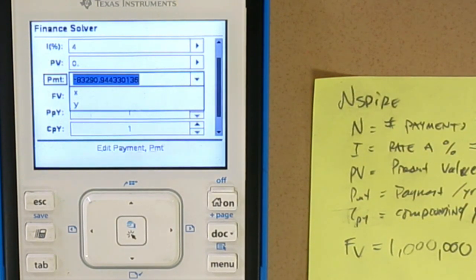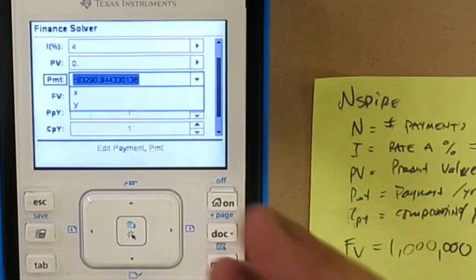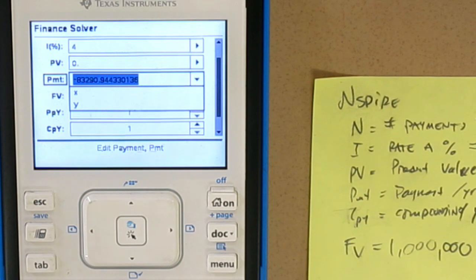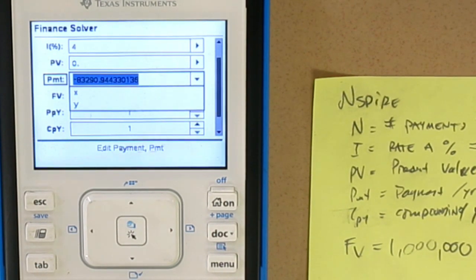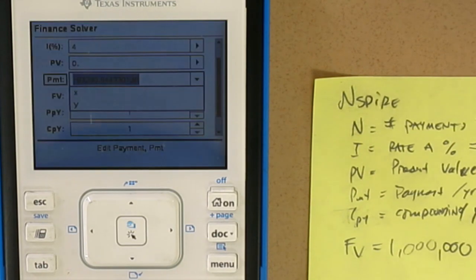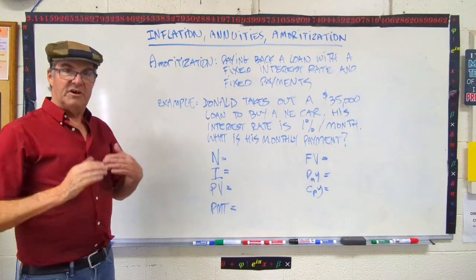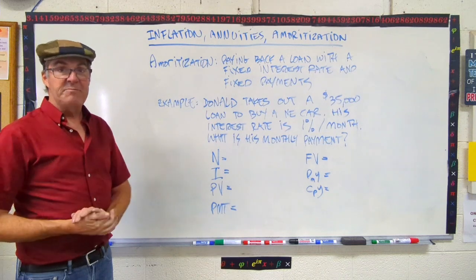Think about that for a minute. It's negative because we're paying it out. We're paying it into the annuity, so it's leaving us, so it's a minus number. That's why it's negative. Now, this is the amount total that we're going to put in that account every year. So as long as every year I put in $83,290.94, at the end of 10 years, I'm going to have $1 million in my account. All right, the last of our three-part lesson.